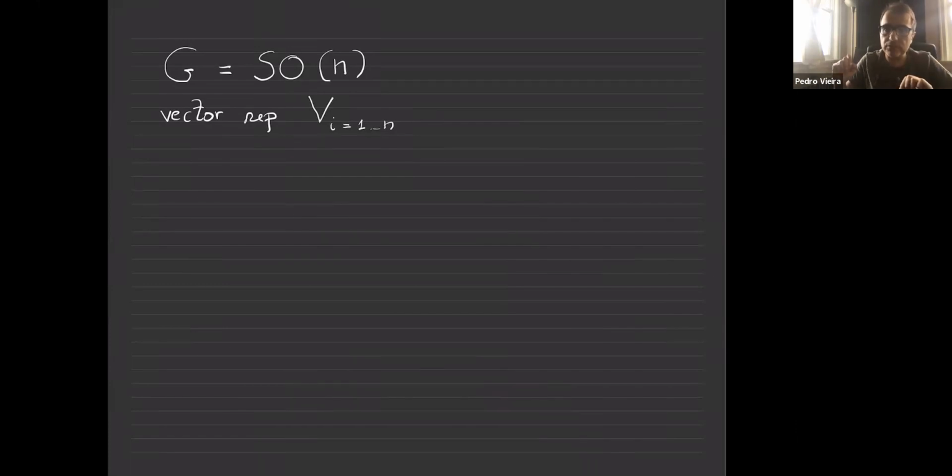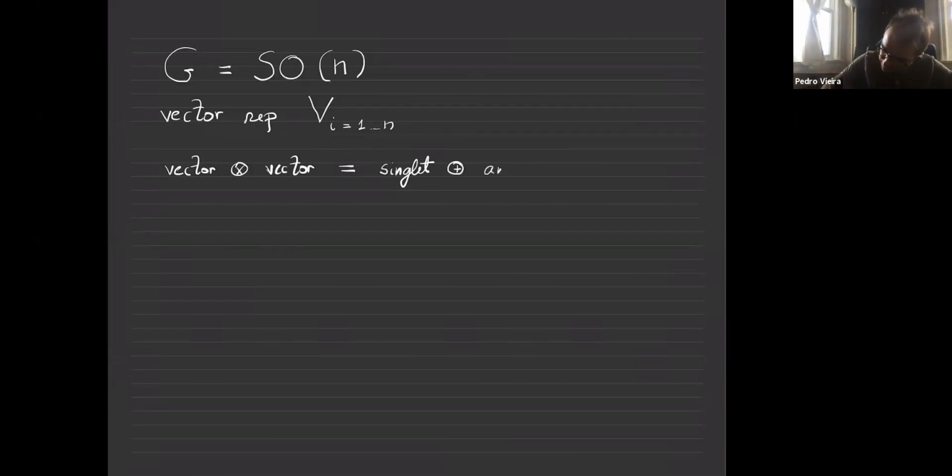What can we do with two vectors? With two vector representations, what's the product of two vector representations? This we learn when we learn tensors. When I have two vectors, what can I form? I can form an anti-symmetric combination. So now, in the product of this vector tensor with vector, when I have two spins, each of them a vector, I have a vector at each position of my spin. I can form a singlet, which is just contracting, making the scalar product of the two vectors. I can form an anti-symmetric combination, that would be like V1, V2 minus V2, V1. And I can form a symmetric traceless combination.